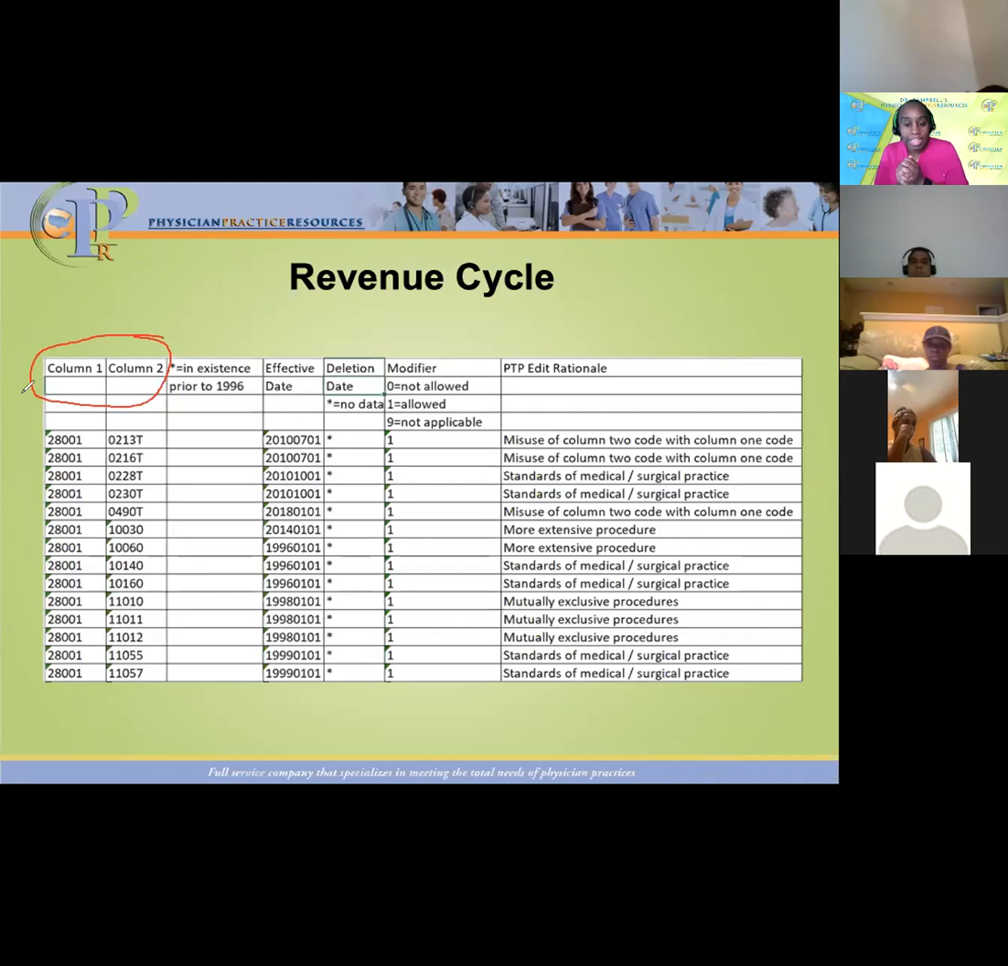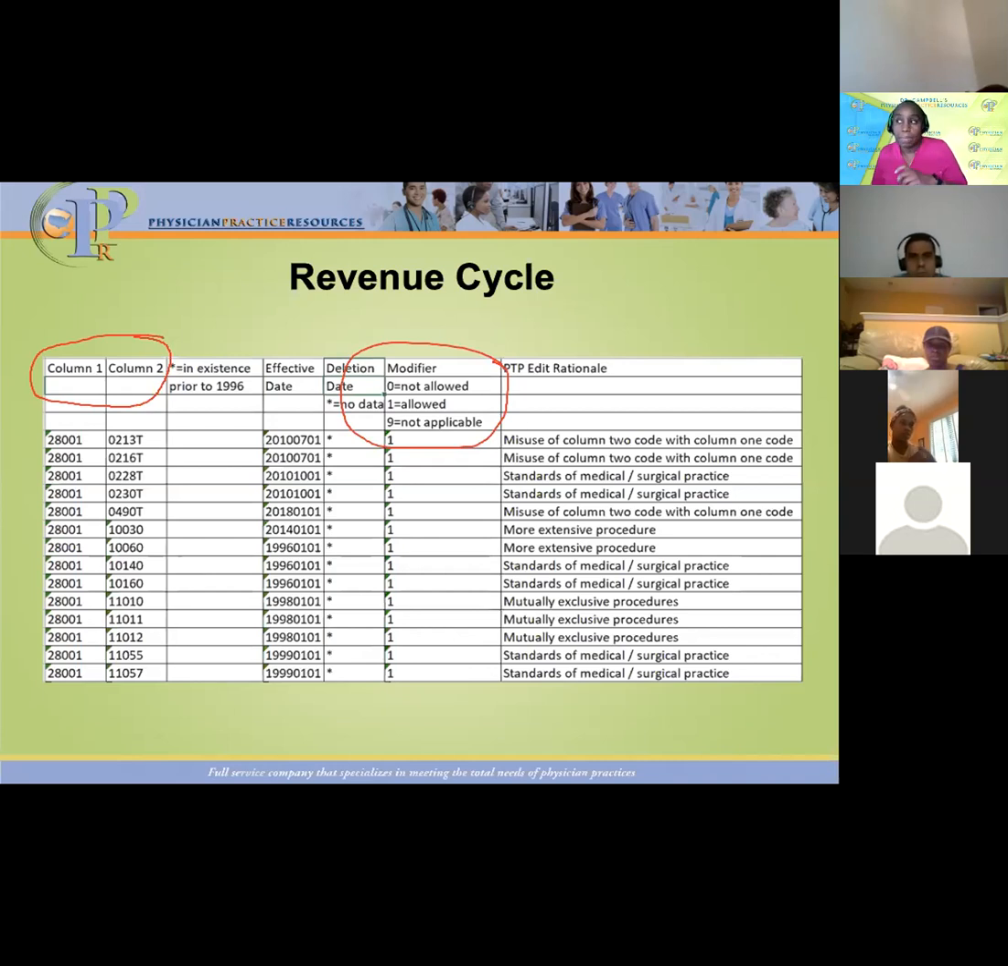And so what they do in this P2P, procedure to procedure analysis, is they recognize that there are some situations when these 2 codes may need to be reported together. So they have what are known as allowances, and they allow us to report these 2 codes together by allowing us to use what's known as a CCI modifier. So this column here, they tell us when a CCI modifier is appropriate.